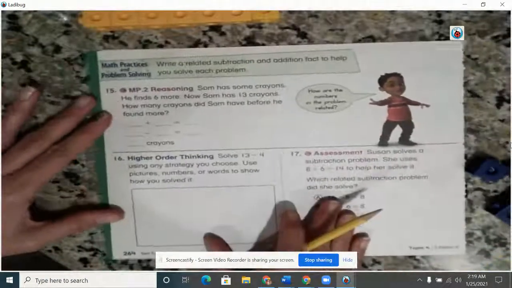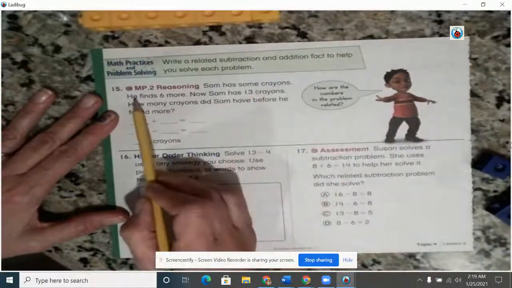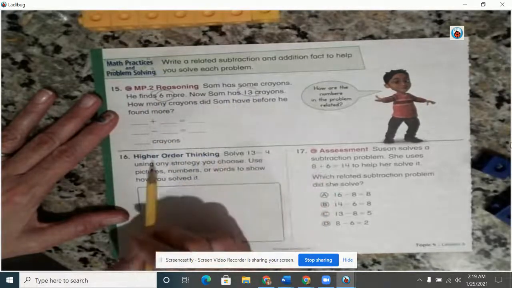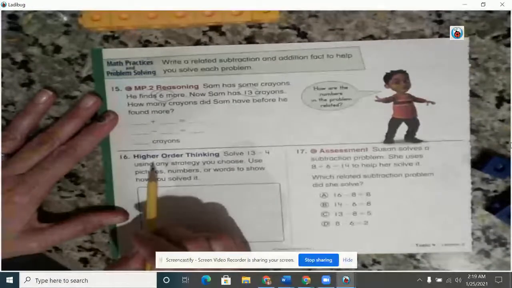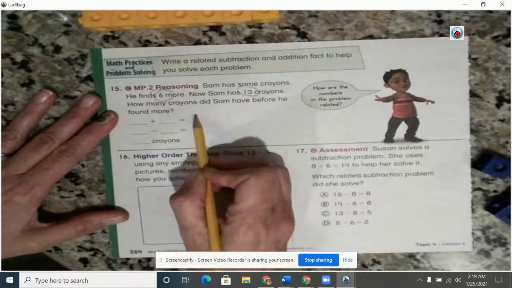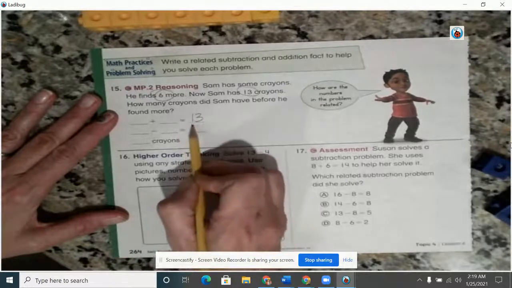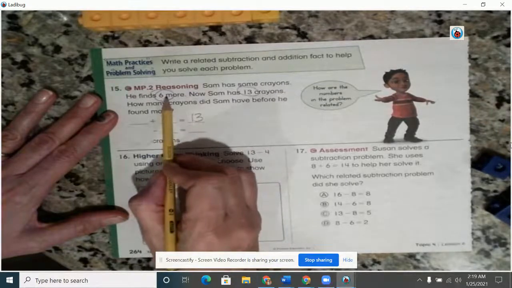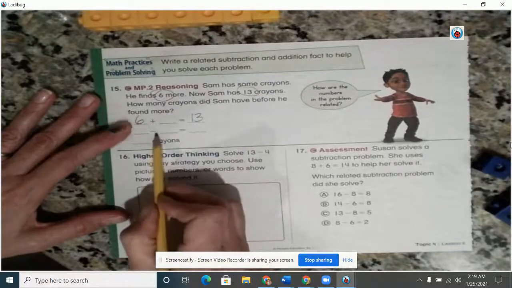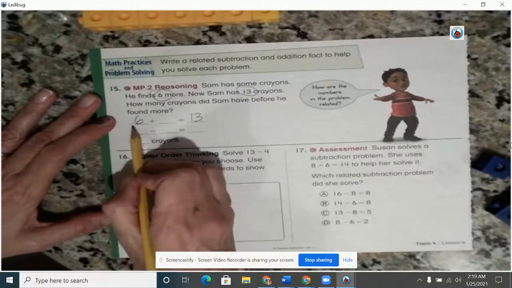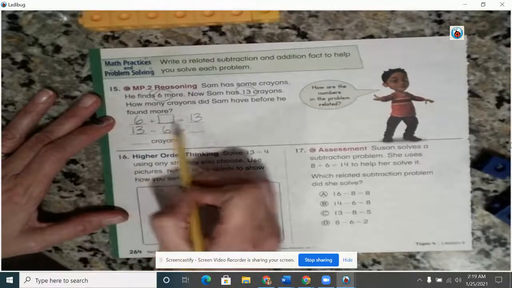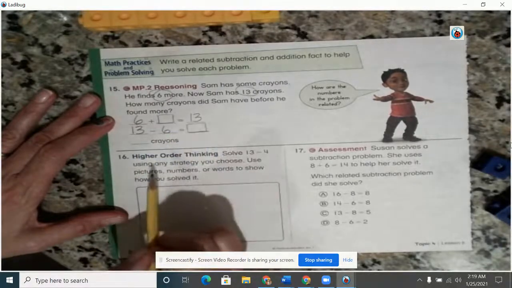Let's look at the back. Sam has some crayons. He finds 6 more. Now Sam has 13 crayons. How many crayons did Sam have before he found more? Well, here's our whole number. So I'm going to put that next to the equal sign. And then here's our part. That's one of our parts. And then this is a subtraction. So I'm going to put my whole here and my part here. So that means that this number and this number should be the same.